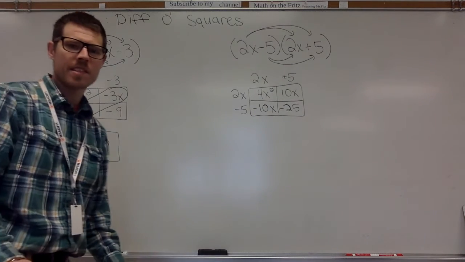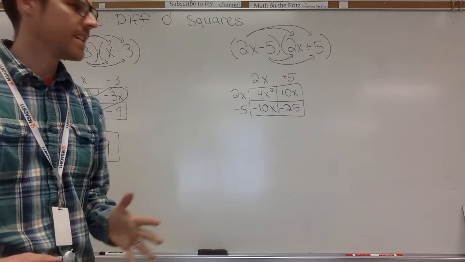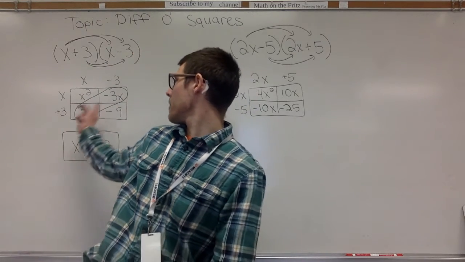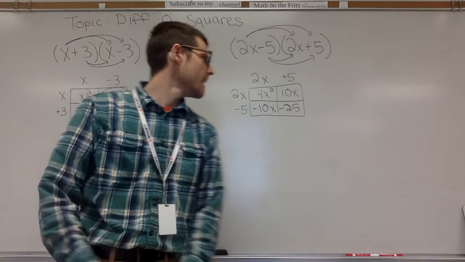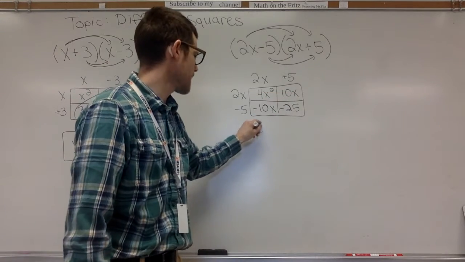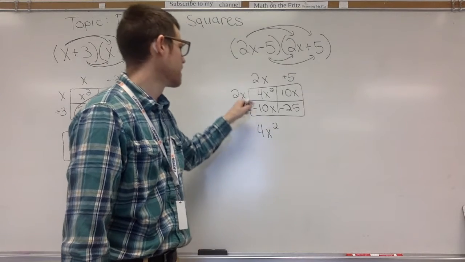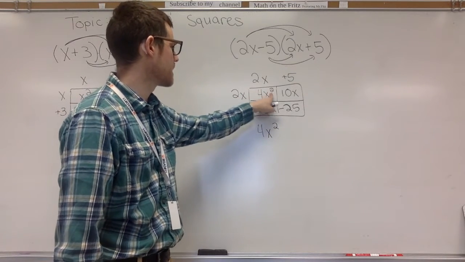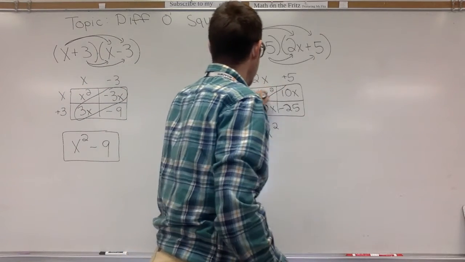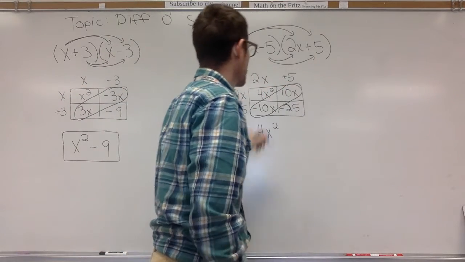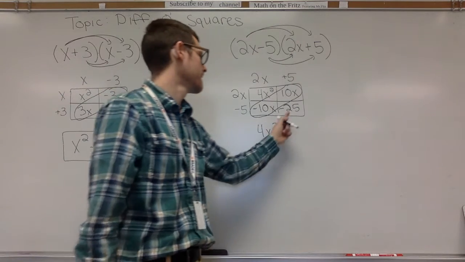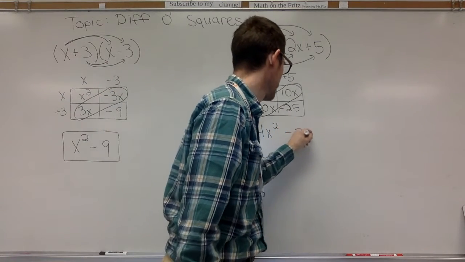But again, I have this same exact pattern. Notice in the other example, I'll shift to the side here. In the other example, my x's canceled out. In this example, the same exact thing happened with the x. The 4x squared is all by itself. There is only one multiplication that netted an x squared. But the x's, negative 10 plus 10, turned into 0x. So I don't have x again, and I have minus 25.